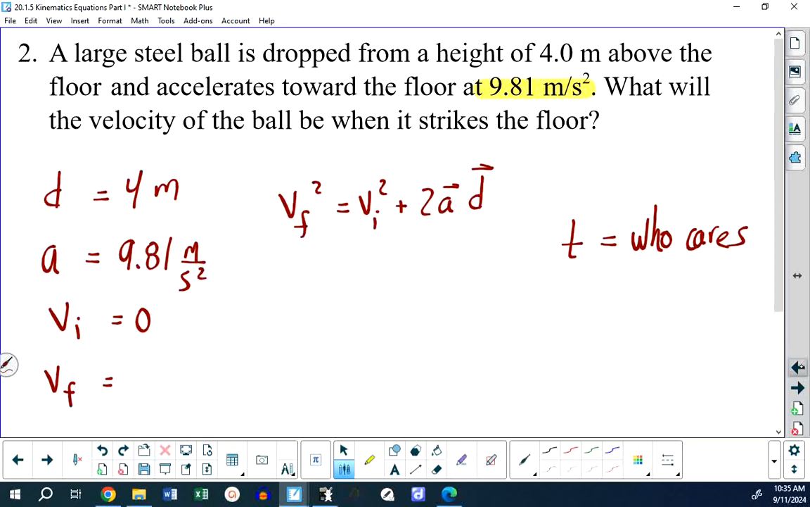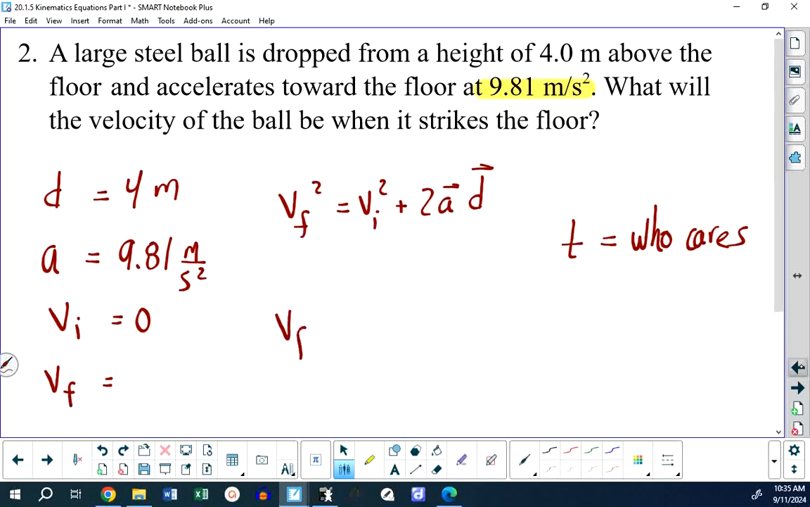Okay? There's no vector symbols above VI and VF. There's no vector symbols above VI and VF because when you square it, if it were negative, it becomes positive anyway, so it's useless. Okay, that's why. Anyway, we're going to put the numbers in.